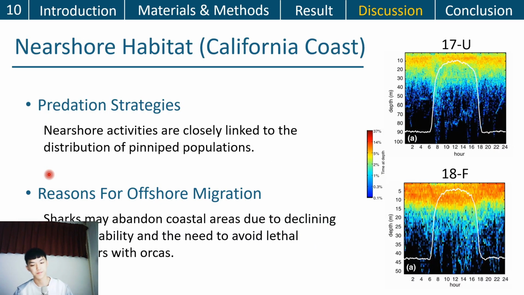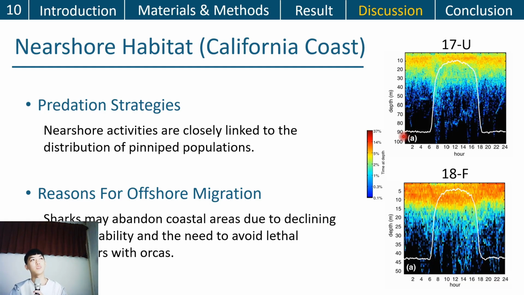Okay, and the first stop is the California coast. And the right chart is their distribution. The y-axis is the depth, and the x-axis is the time of the day. The color represents how much time they spend at each depth. And the white line is the sunlight hours.